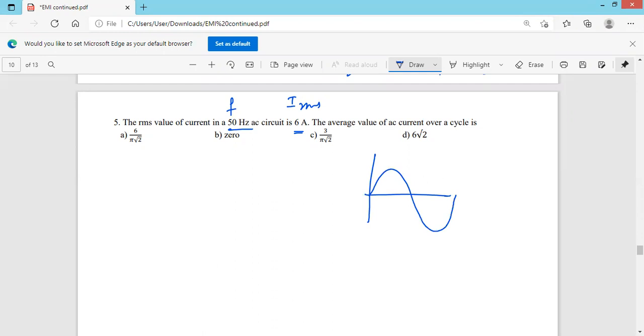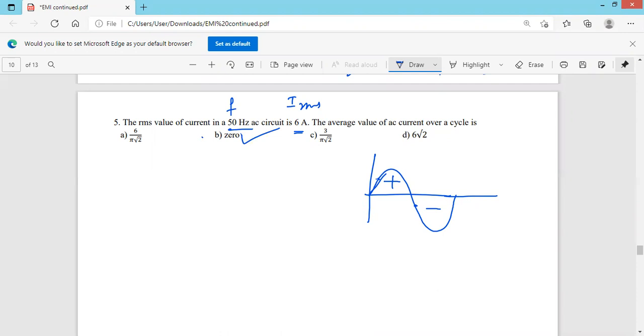This is the sine wave, and this is the positive cycle. This is the negative cycle. So for every positive value here, there is a negative value. Hence the average value over one complete cycle becomes what? When we add these values, this positive value gets cancelled by this negative value, then the answer becomes 0. B is the correct one.